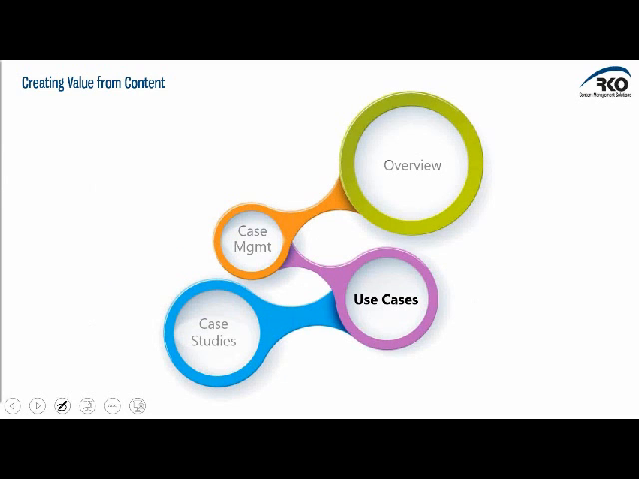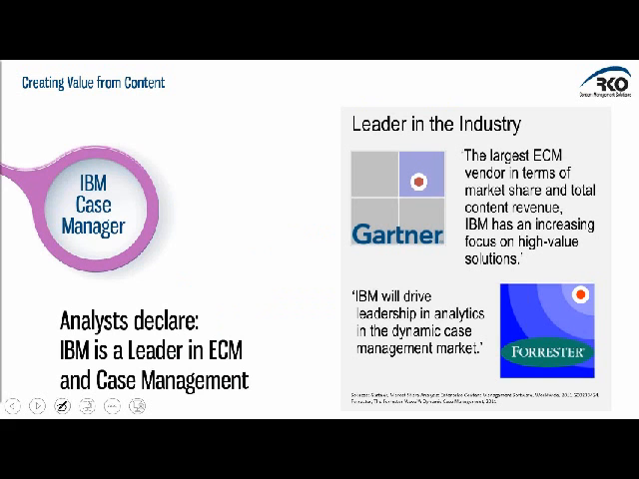So we're going to move on to some use cases. For our clients who require case management, Archeo works with IBM technologies, primarily because analysts are very clear that IBM is an undisputed leader, both in case management and in enterprise content management as a whole. So you can see here that Gartner puts IBM in the upper right quadrant of their Magic Quadrant, and Forrester also has IBM in the upper right area of the Forrester Wave for both ECM and for case management.